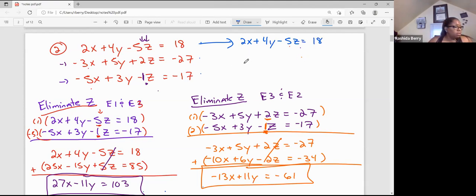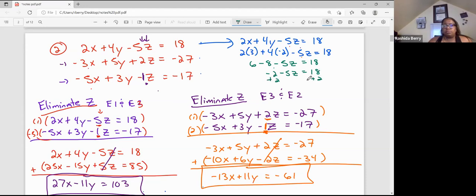All right, I just forgot what I got for my answer. Okay, I had x is 3, sorry. I had x is 3, so 2 times 3, plus 4 times negative 2, minus 5z equals 18. All right, so that's 6 minus 8. Negative 2 minus 5z, plus 2, just for space, negative 5z equals 20. And we get z equals negative 4, guys.